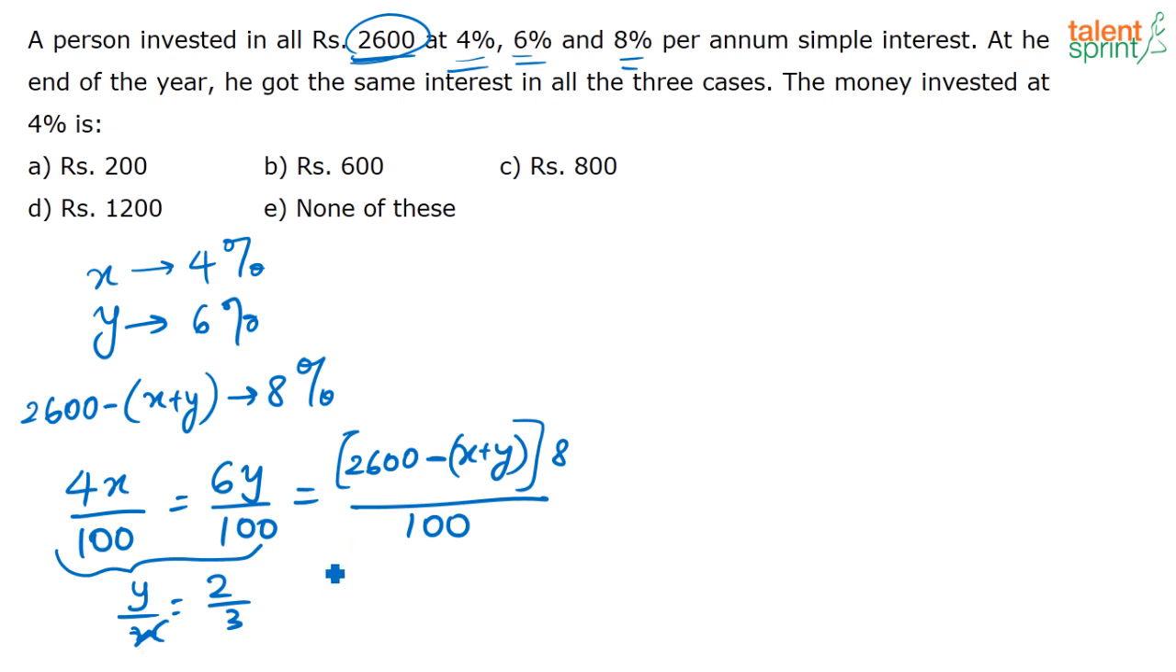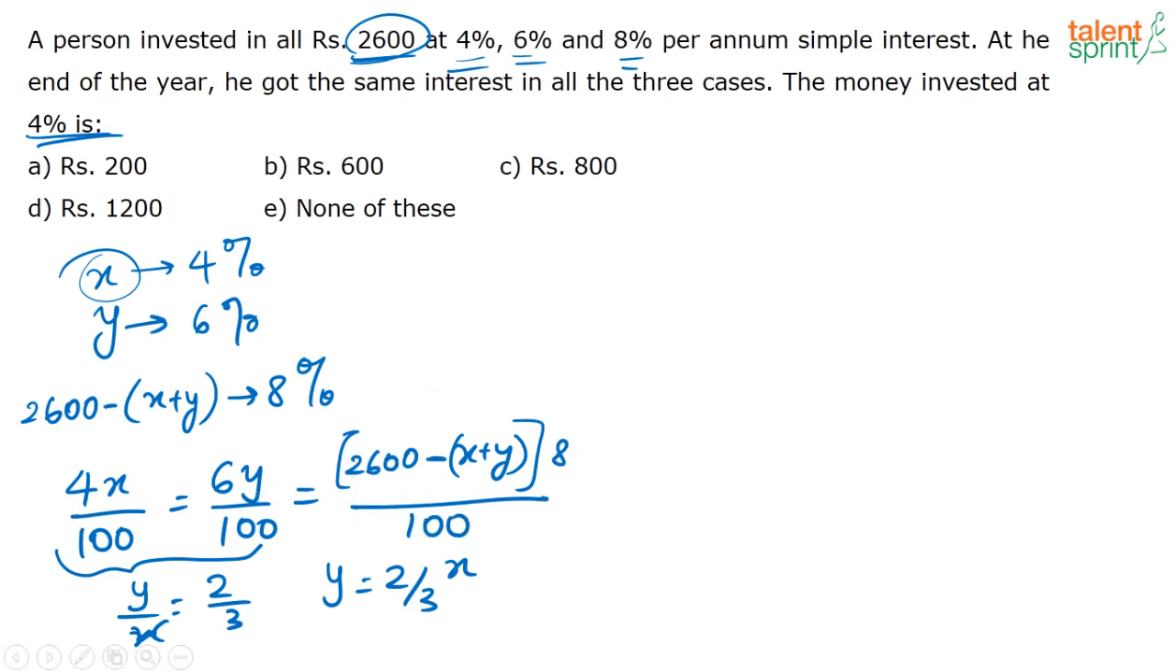Now, let us try to convert everything in terms of x, because they have asked what is the money invested at 4%. So what is the money invested at 4%? It is x. So I am trying to convert everything in terms of x and try to find the value of x. Or I can say y is equal to 2 by 3 x. Correct?